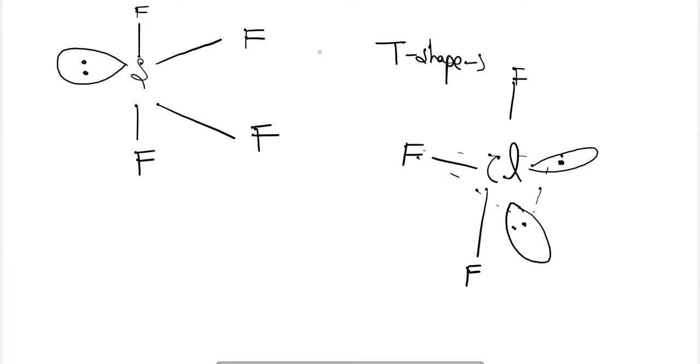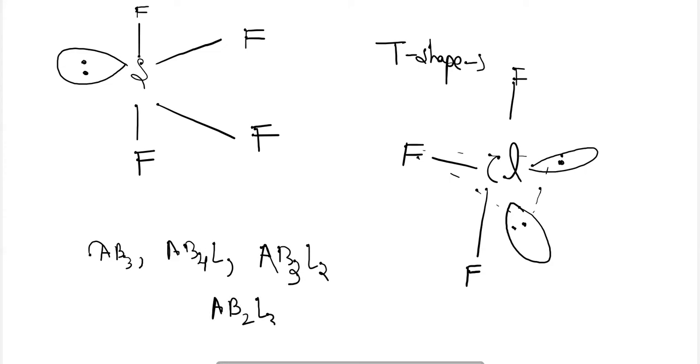Next are the compounds formed by 5 electron pairs. Okay, 5 electron pairs. If the compounds are formed by 5 electron pairs, they can have the formula of AB5, AB4L with one lone pair, AB3L2 with two lone pairs, and AB2L3 with three lone pairs.